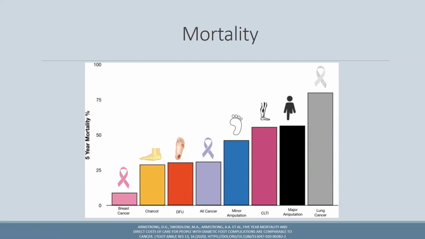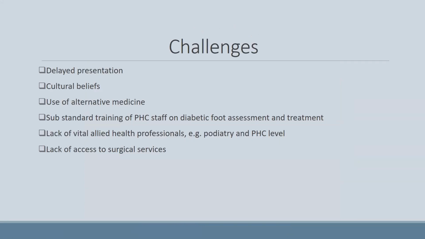Your health status debilitates you because of your physical status, your failure to take care of yourself. The patient is most likely to die compared to someone who's diagnosed with cancer. Now, that's unacceptable. So this is why we need to prevent patients from developing diabetic foot and diabetic foot sepsis.